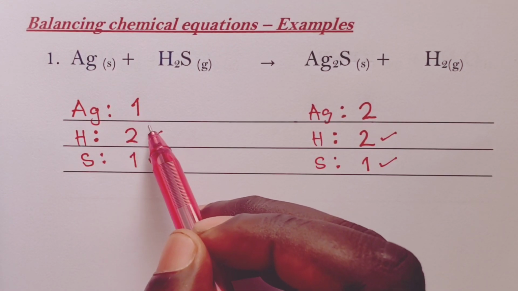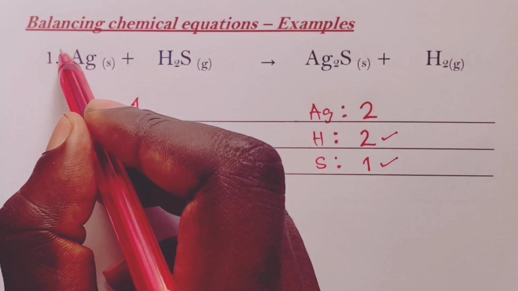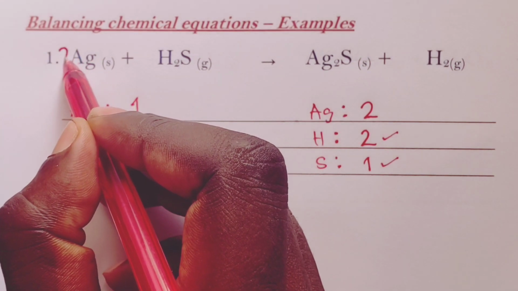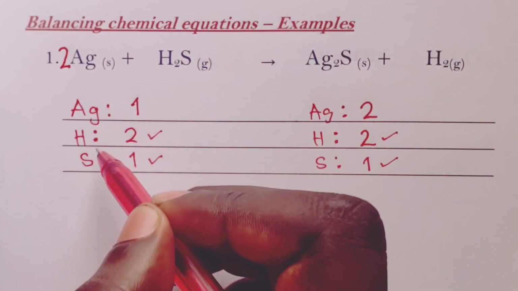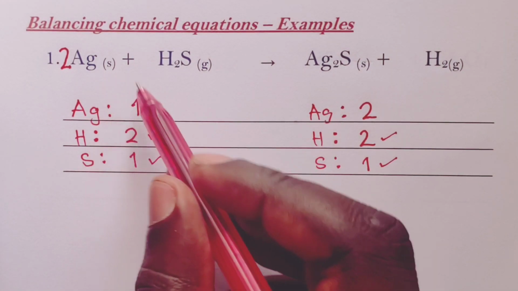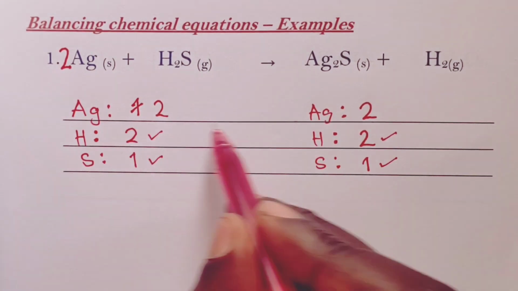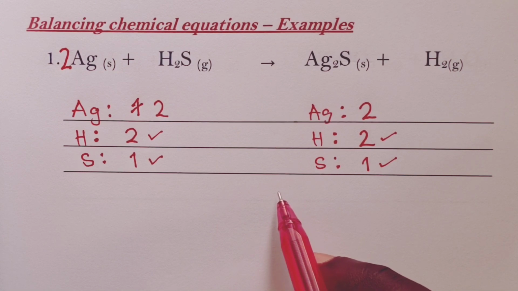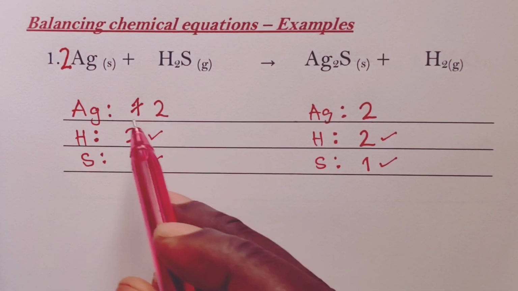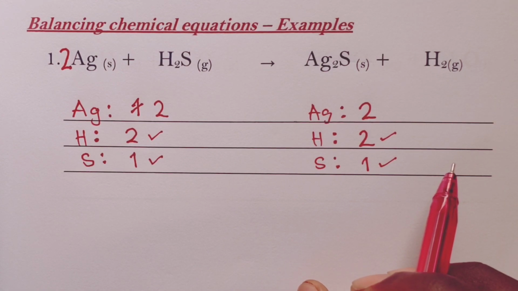So how do I make silver to be 2? I simply put a coefficient 2 here. It has to be in front of the symbol silver. And when I do so, I have now increased the number from 1 to 2. On rechecking, I now realize all my atoms are equal. So the equation is balanced. Let's have a look at example 2.